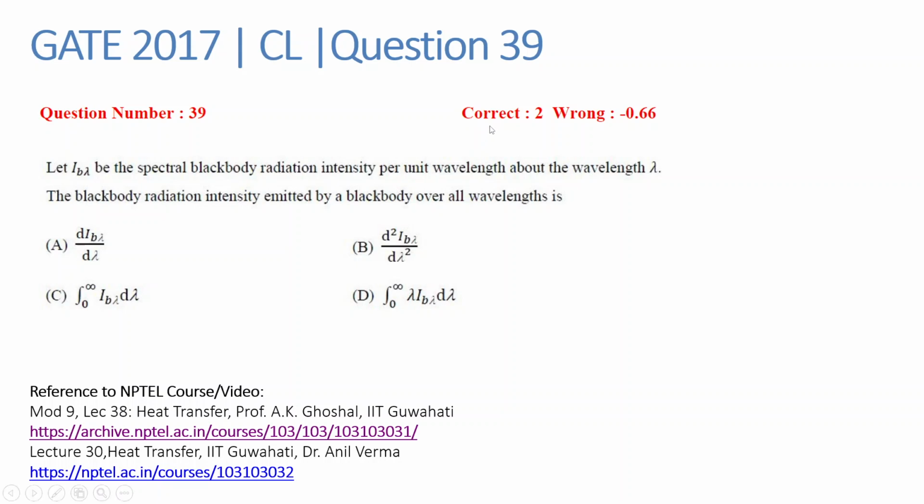Now let's look at the next question, question 39 from the GATE 2017 chemical engineering paper. This is a fairly straightforward question in which we have been asked: let I_B,lambda be the spectral blackbody radiation intensity per unit wavelength about the wavelength lambda. The blackbody radiation intensity emitted by the blackbody over all wavelengths is? So let's just solve this question over here only.